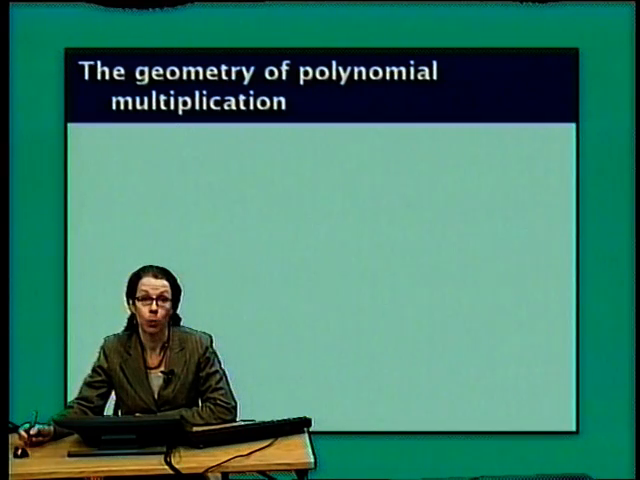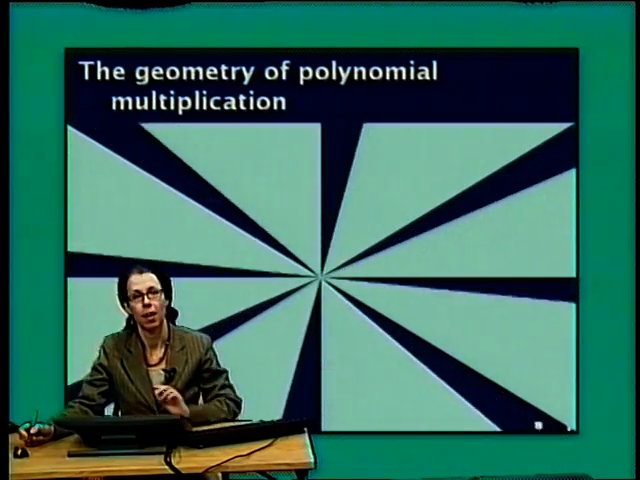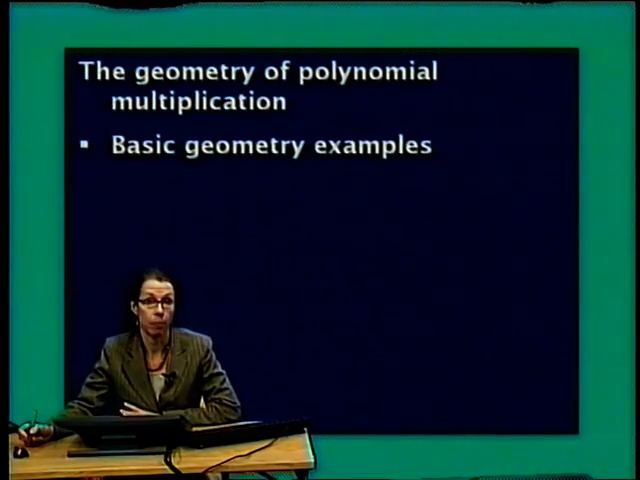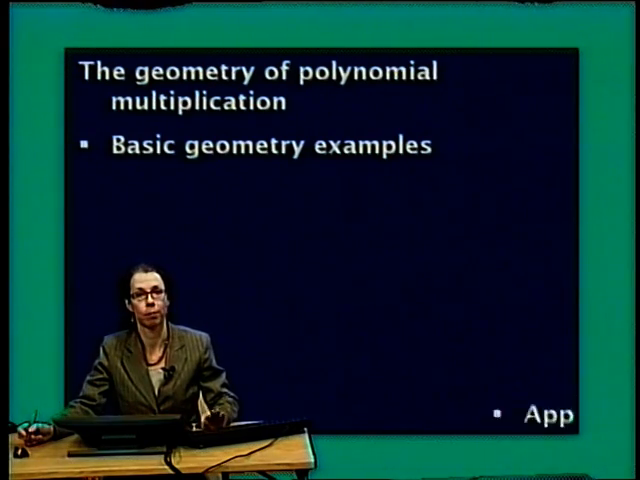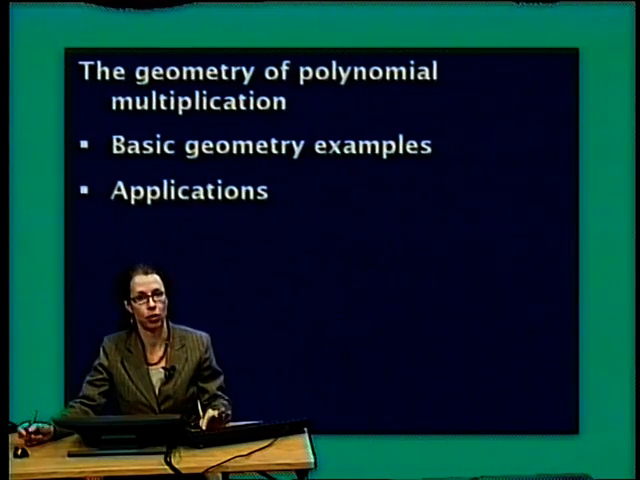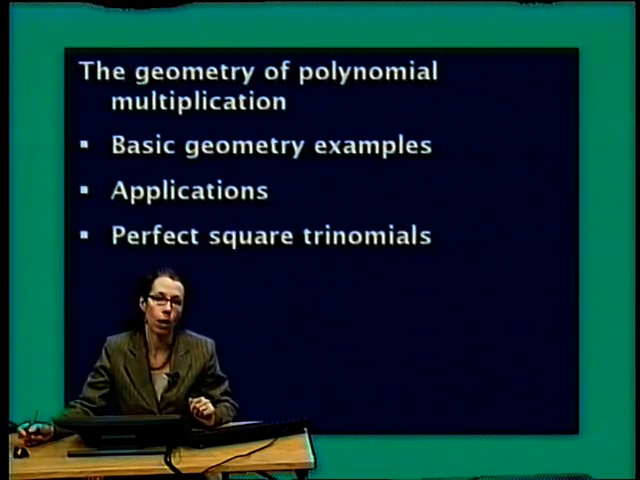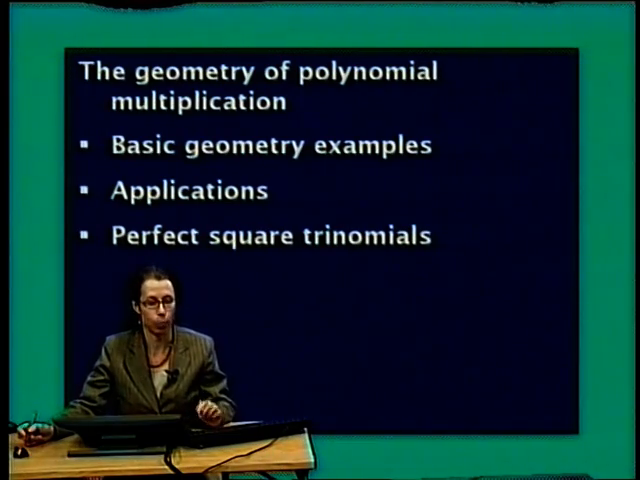In Lesson 6, we're going to continue with polynomial multiplication to start. But I'm going to take a little bit of a break from the algebra and look at some of the geometry behind the polynomial multiplication we've been discussing. I'm going to start by working a couple of basic geometry examples, do a couple of applications, and finally talk about perfect square trinomials.